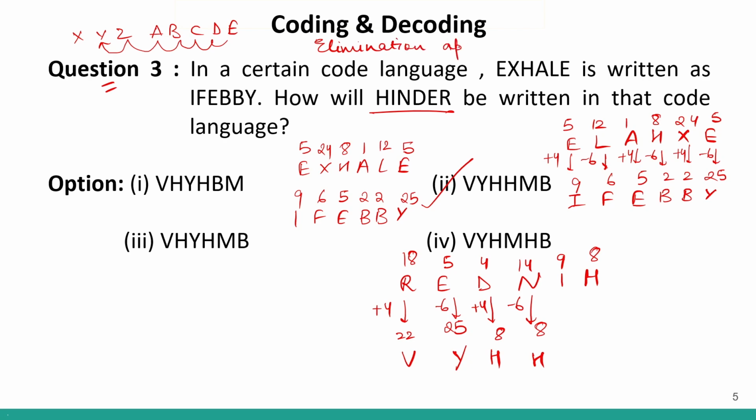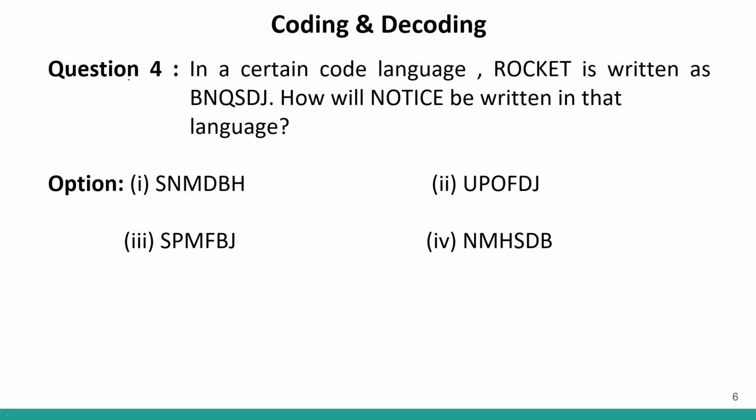Elimination approach. Okay. Moving forward to question number 4. Question number 4. Rocket is written like this. How will notice be written in that language? So R, O, C, K, E, T is written as B, N, Q, S, D, J.